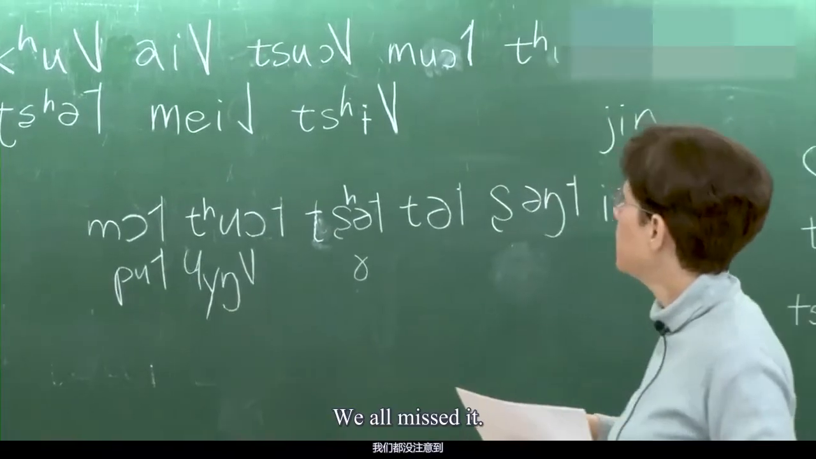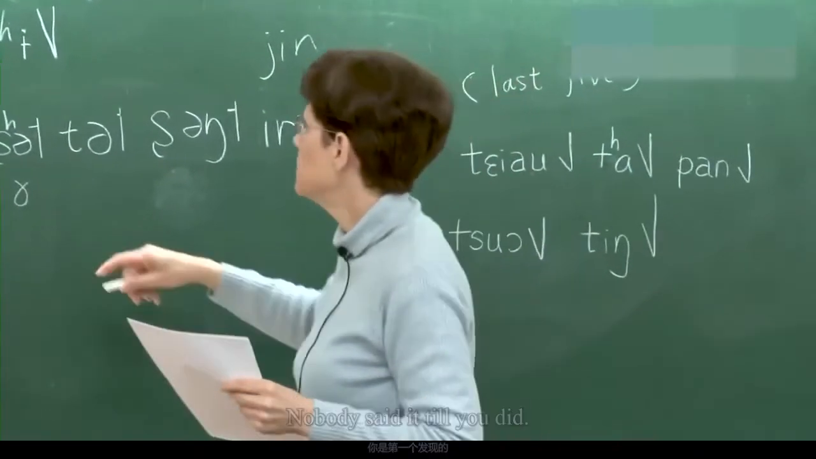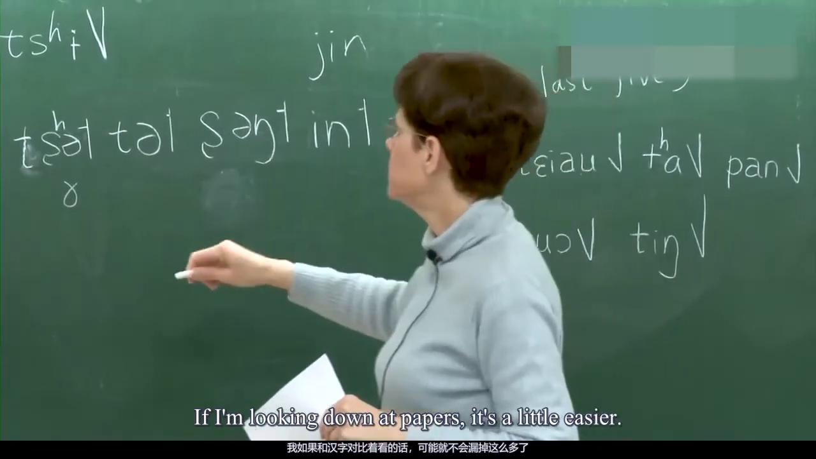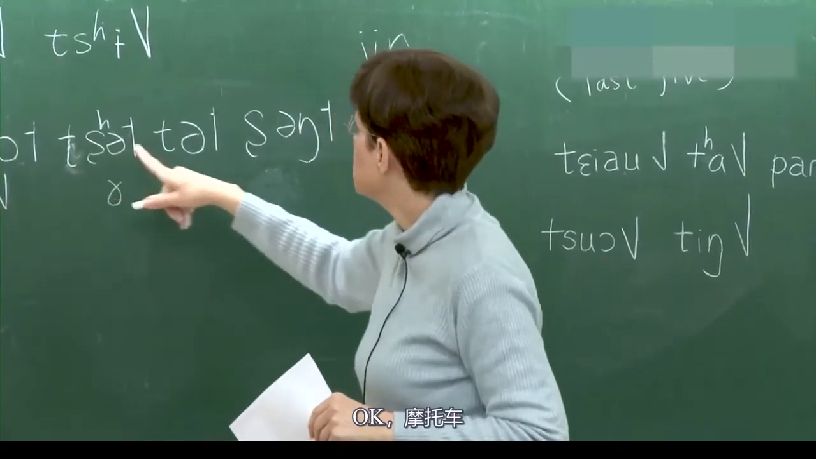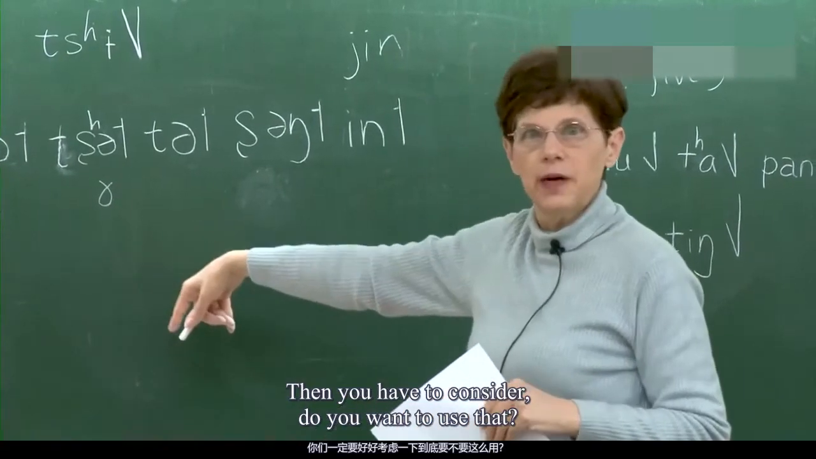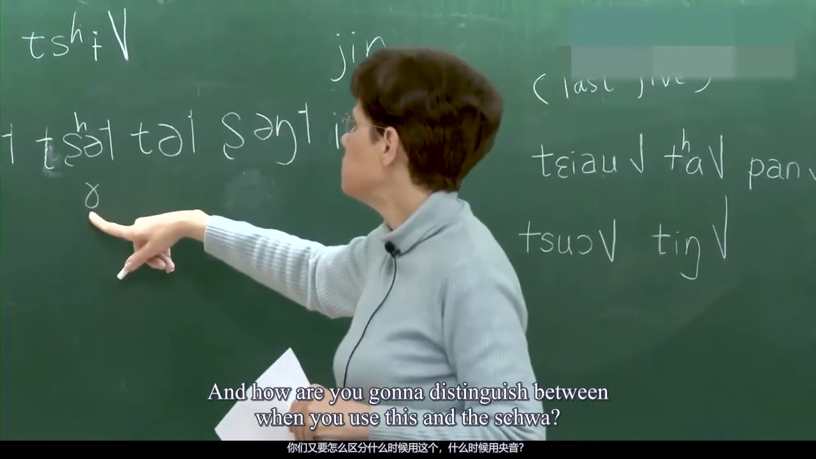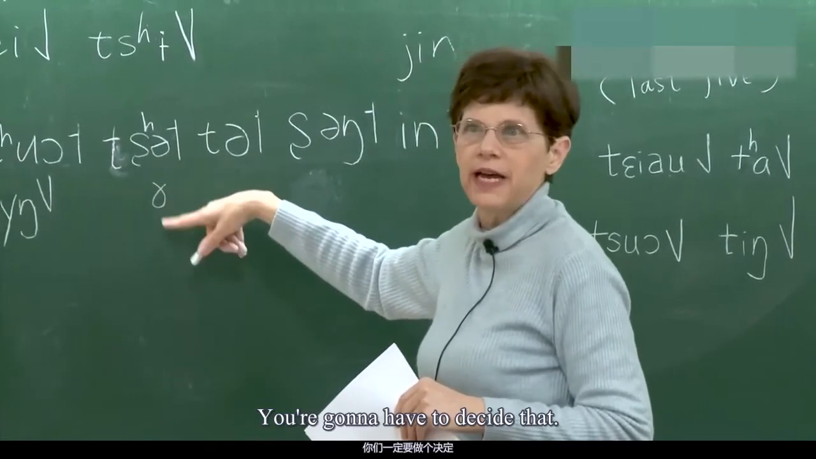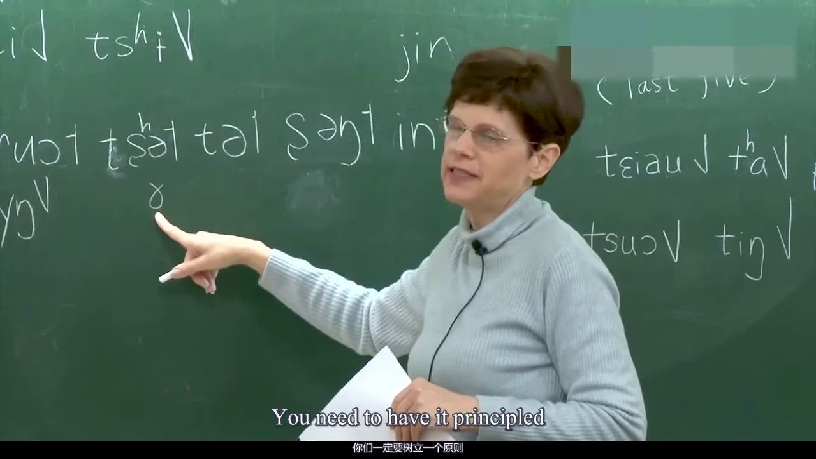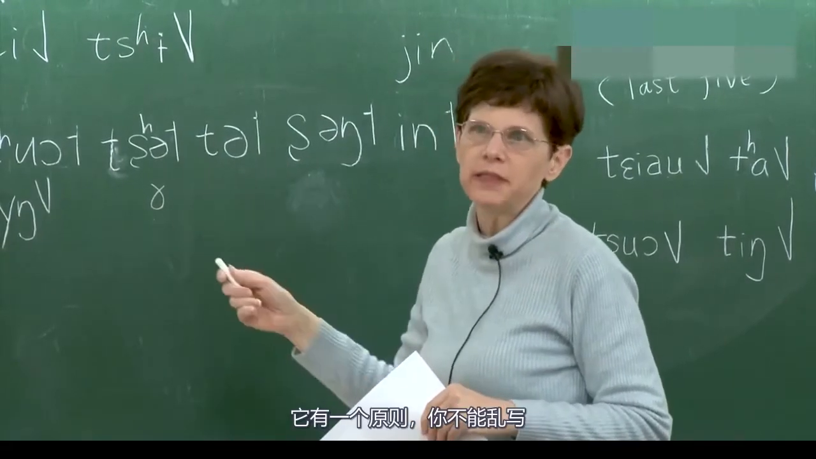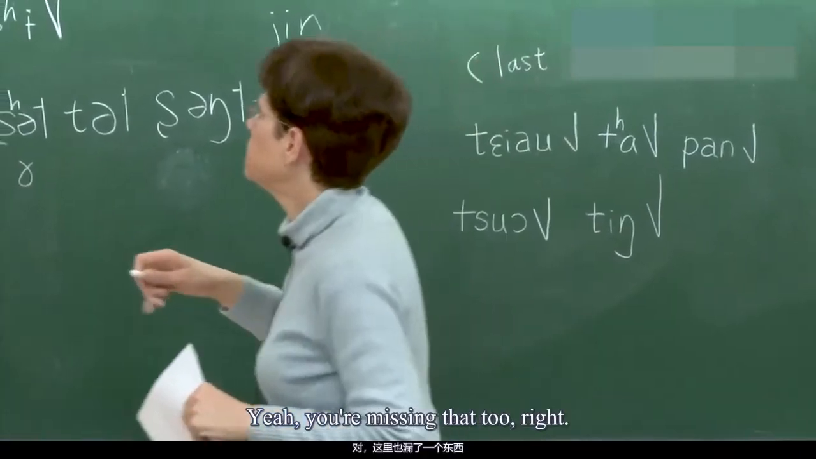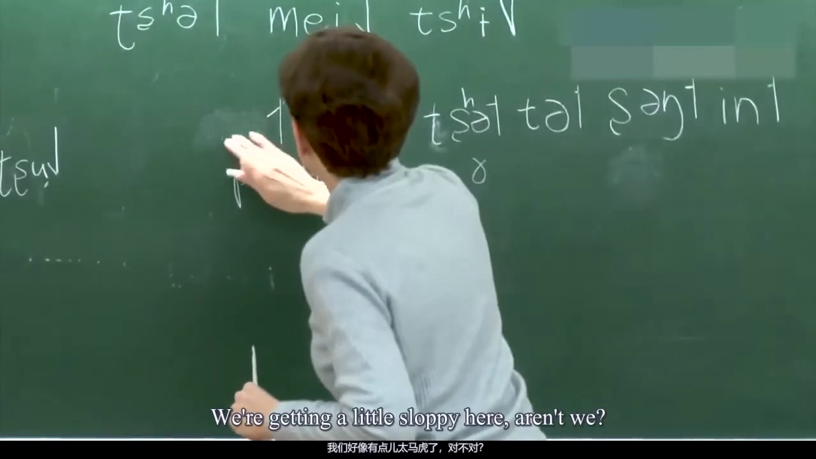You're right. We all missed it. Nobody said it till you did. And like I said, this happens all the time at the board. If I'm looking down at papers, it's a little easier. I might still miss it then, though. Okay, 摩托车. If you really say it, then you have to consider, do you want to use that? And how are you going to distinguish between when you use this and the schwa? You're going to have to decide that. You need to have it principled. It has to have a principle, you can't write randomly. Okay, what? Yeah, you're missing that too, right? We're getting a little sloppy here, aren't we?